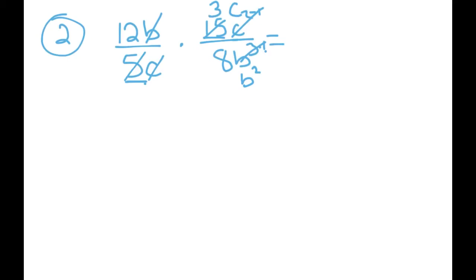All right, I've got a 12 on top and an 8 on bottom. We just talked about 4 will go into 12 3 times. 4 will go into 8 2 times. So now let's multiply across.